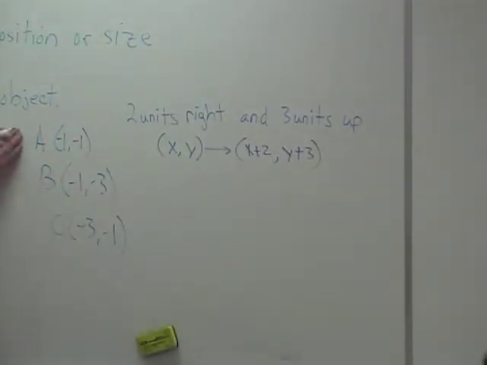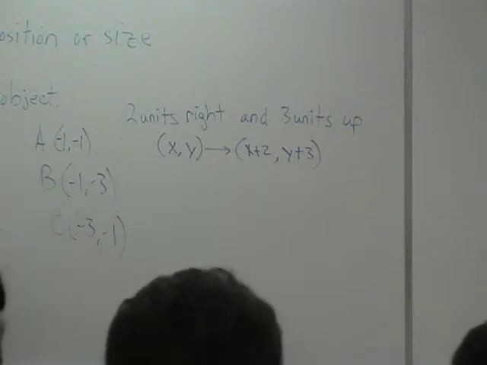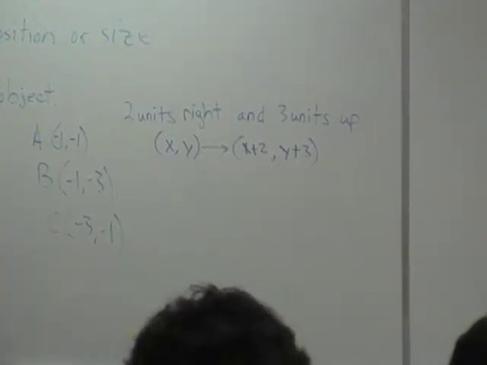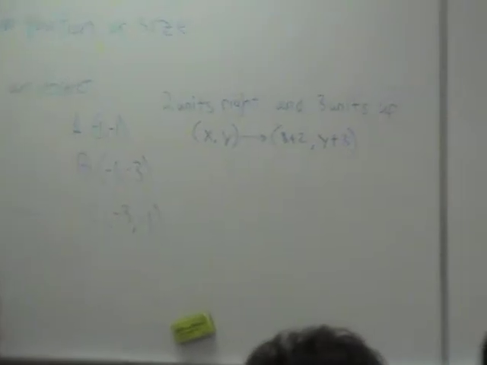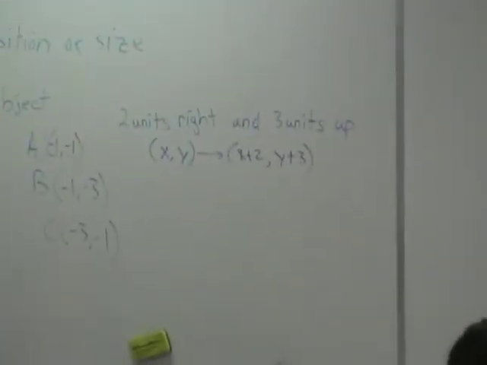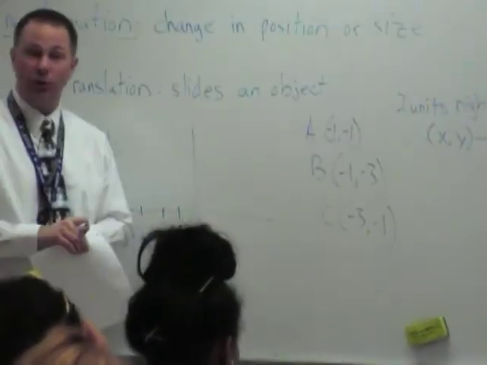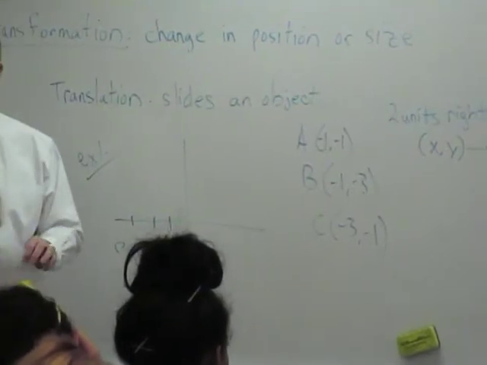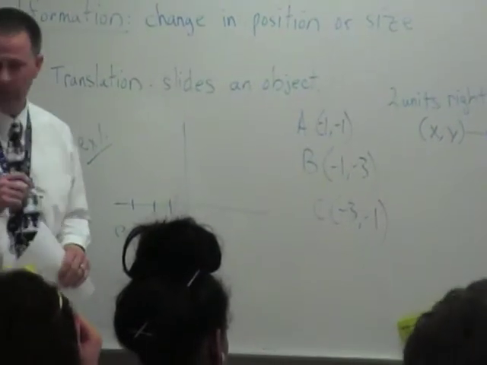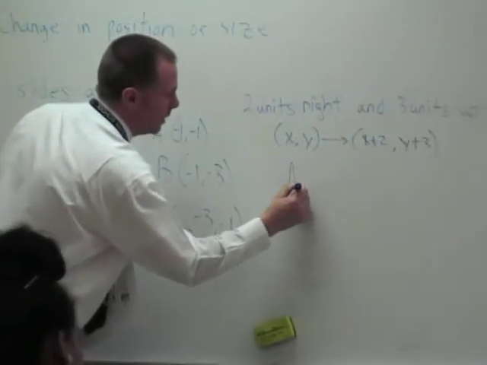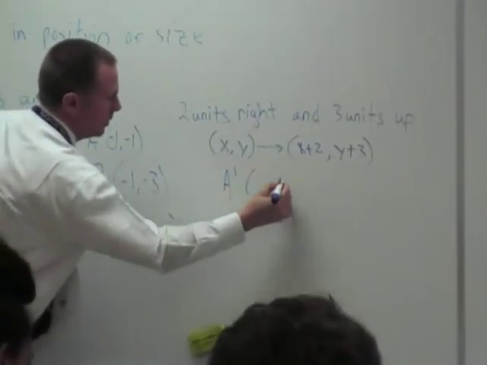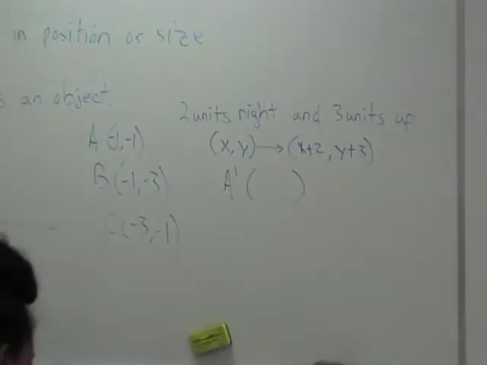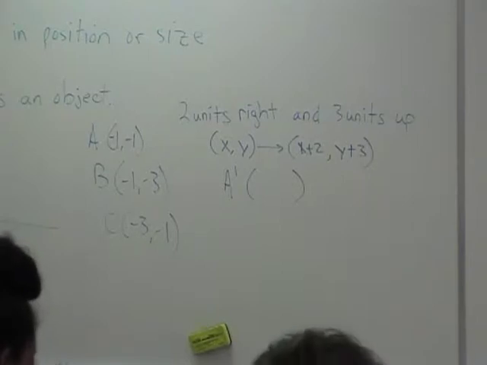Now, this is your pre-image. This is what we're starting with. It's called the pre-image, and what you're making is called the image. These are your prime letters. Remember when we were putting primes on the letters? Okay, so A prime is going to be what? Without graphing it, raise your hand if you know what it's going to be.